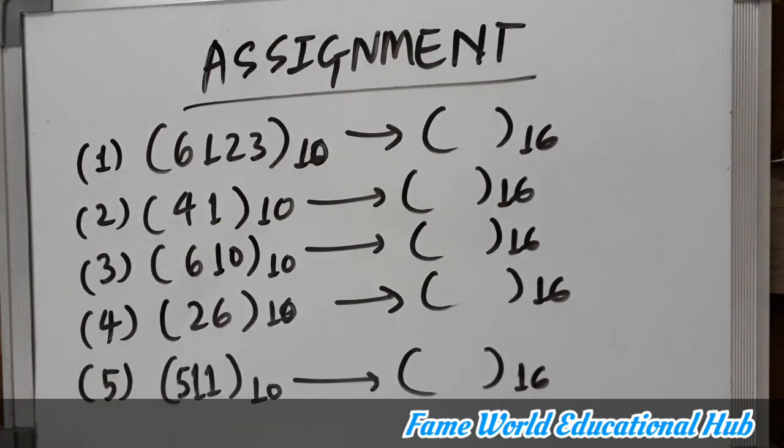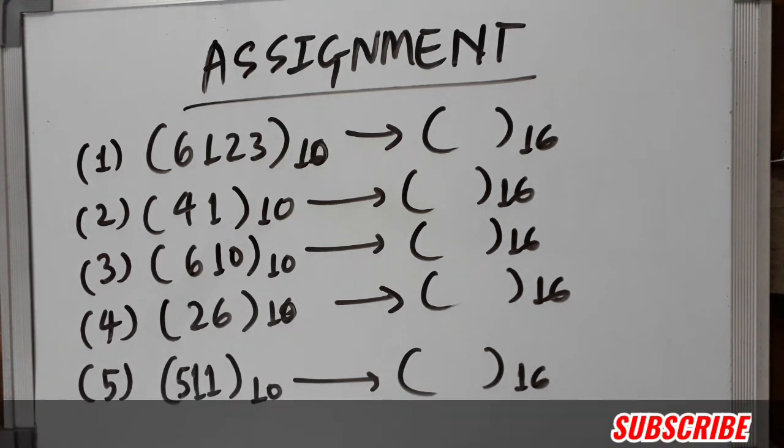So now you can note the assignment questions for you, and you can see I have taken 5 questions here for your assignment. You can see 6, 1, 2, 3, that is decimal to hexadecimal you have to convert. The second one is 41, and the third one is 610 decimal to 16, that is hexadecimal. The fourth one is 26, and the fifth one is 511. So don't skip this. Do these questions on your own, and you can post your answers in the comment section when you do this. It will be really helpful.